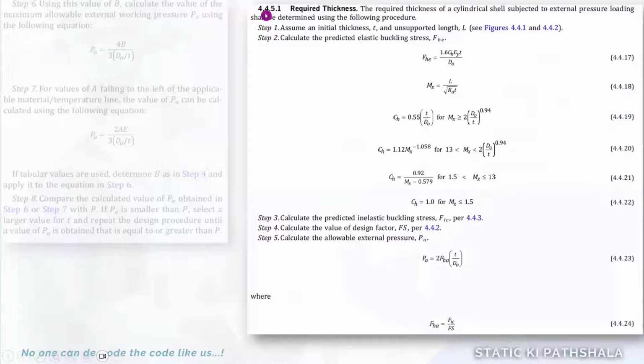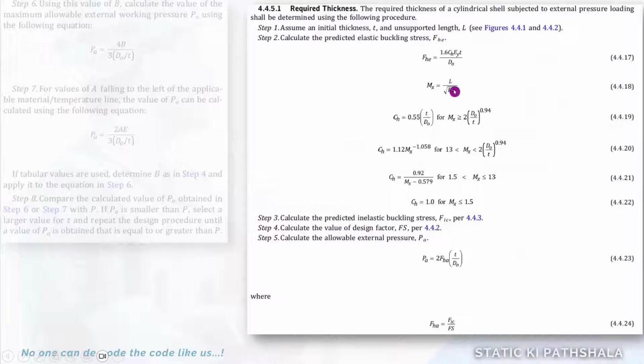So when it comes to division 2 for the external pressure loading, they have given 4.4.5.1. So here we have to calculate the predicted elastic buckling stress FHE. This is the value we have to use. This is based upon the dimensions. RO is nothing but the OD by 2, that is the outside radius.